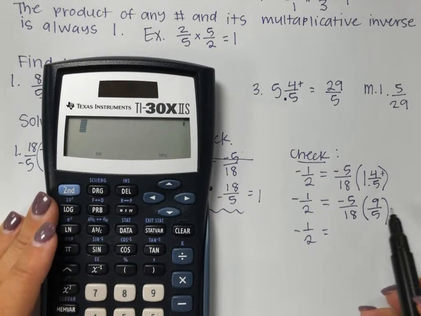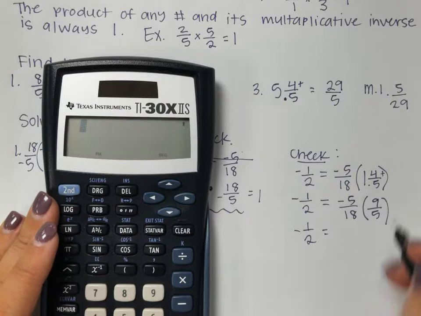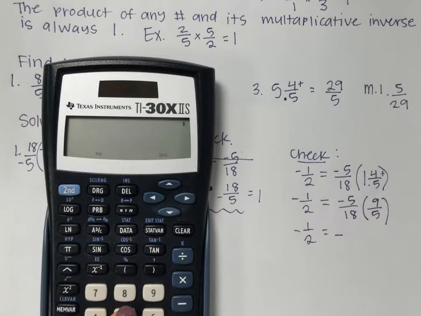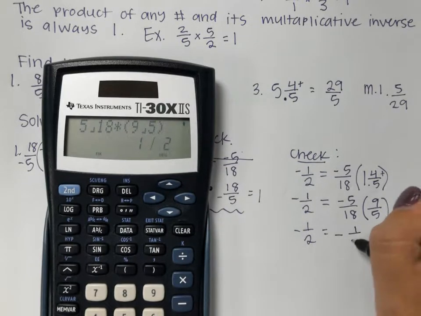I know it's going to be negative though, right? A negative times a positive is going to give me a negative. So I'm just going to multiply 5 over 18 times 9 over 5. And that gives me 1/2. So negative 1/2 is equal to negative 1/2, and I know my answer is correct.